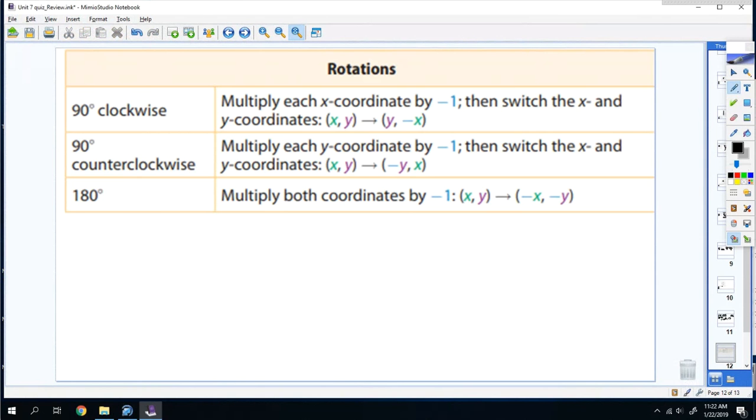All right. I also want you to write down: 90 degrees clockwise, (x, y) goes to (y, -x). 90 degrees counterclockwise, (x, y) goes to (-y, x), and 180 degrees is (-x, -y). I want you to write that down because you need to know what these rules are to help you with the rotation on your test.